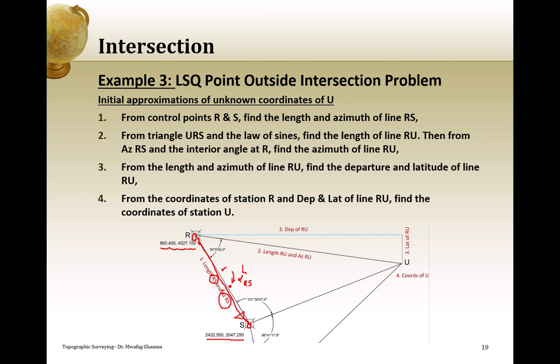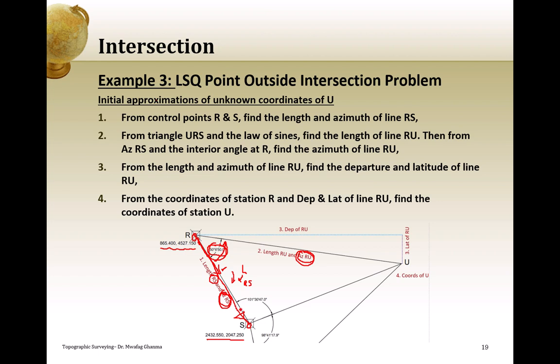Now, the length of this line. What do we have? We said we have the length here. Then we can take this angle and calculate the azimuth of line RU. How can we calculate the azimuth of RU? We have the azimuth of RS, and we have a counterclockwise angle here. So take the azimuth RS, subtract from it the angle here. This angle we have because we measured it, and then we will get the azimuth of RU.